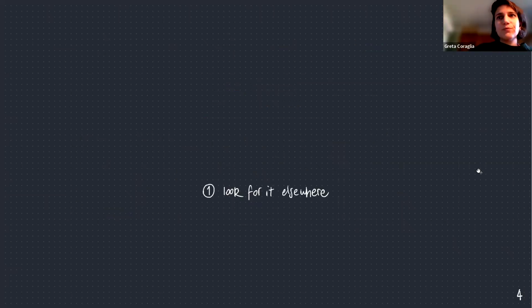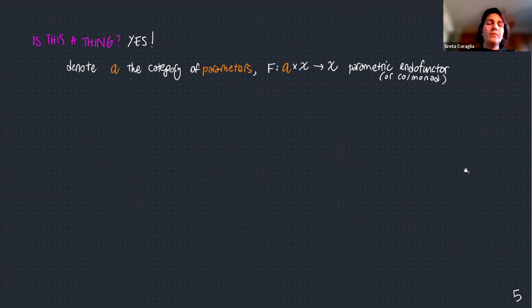Okay, so first part. Of course, we can look for examples of this behavior almost everywhere in math and in computer science. So let me just fix some names. We denote a category of parameters, and we call a functor F from A times X to X a parametric endofunctor. Sometimes we will ask that it is a pointed endofunctor. Sometimes we will ask that it's also a monad or a comonad, but we'll come to that when the time comes.